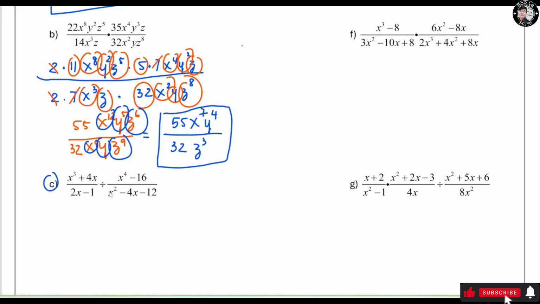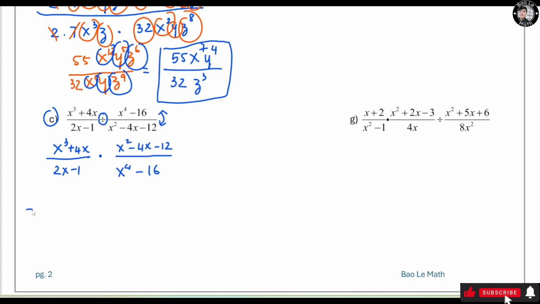Now question C. The first thing you need to do is turn this one into multiplication and take the reciprocal of this one, right? So it's going to be, now we're going to factor this one out, so it can be x times s squared plus 4, right? Over 2s minus 1. Now, this one right here, we need to find two numbers that multiply to negative 12 and add up to negative 4, right? Which is negative 6 and 2, right? So you have s minus 6 times s plus 2, right?